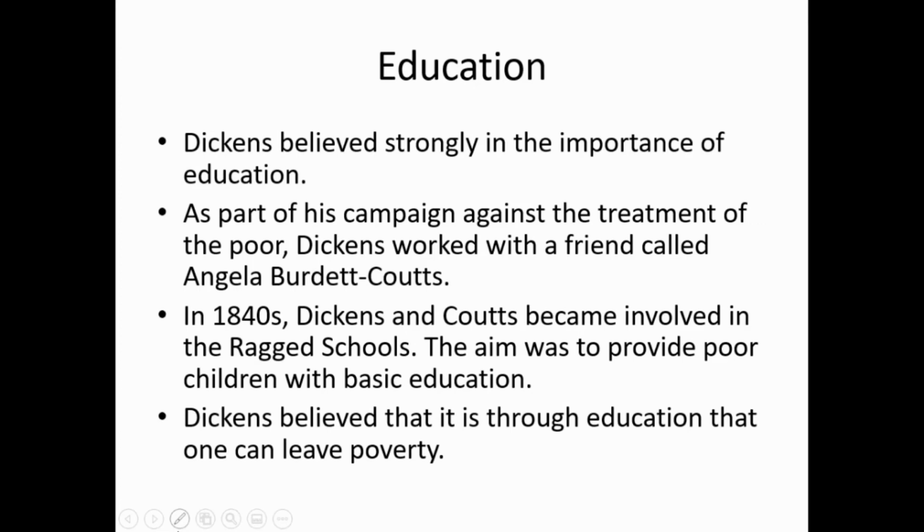So the education, now Dickens truly believed in the importance of education and that education could lead you out of poverty. So as part of his campaign against the treatment of the poor, Dickens worked with a friend called Angela Burdett Coutts. So in 1840, Dickens and Coutts became involved in the ragged schools, and their aim was to provide poor children with a basic education.